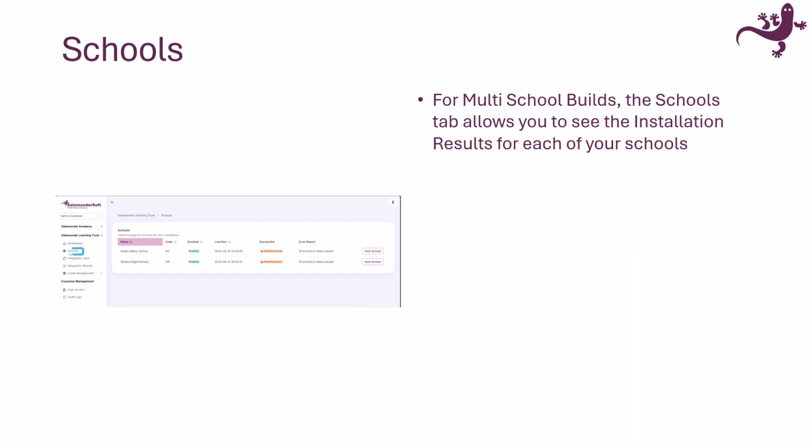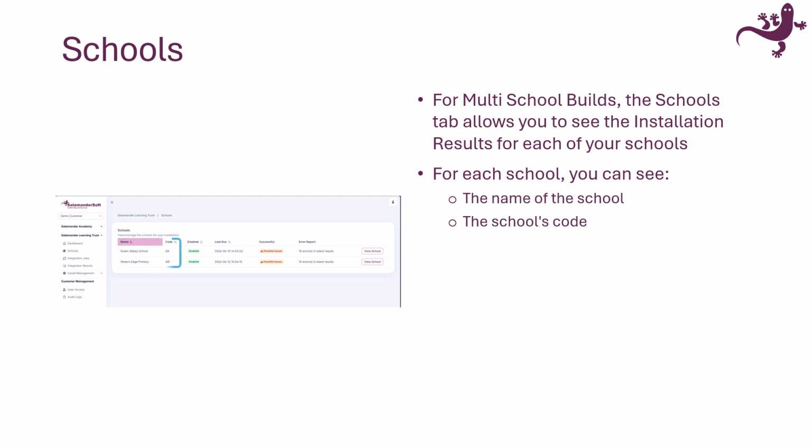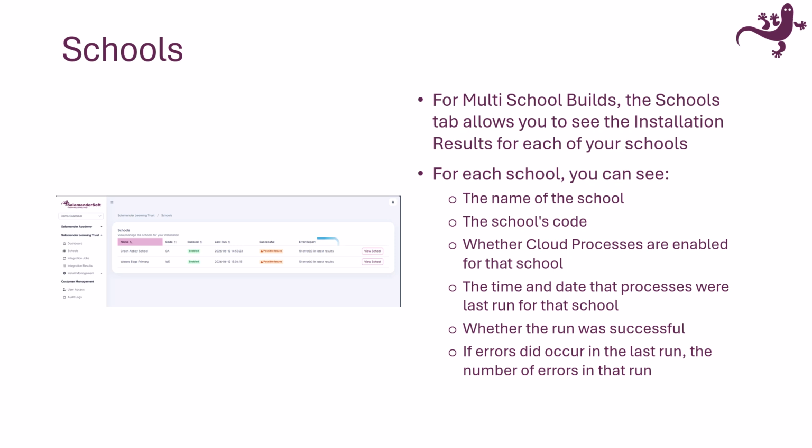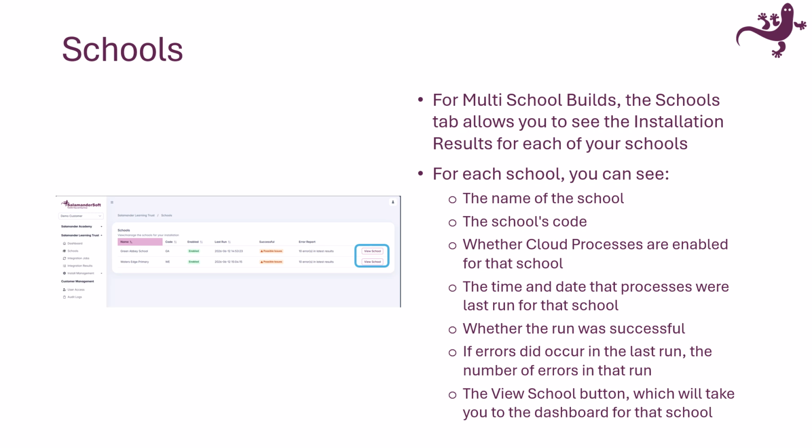For multi-school builds, the Schools tab allows you to see the installation results for each of your schools. For each school, you can see the name of the school's code, whether cloud processes are enabled for that school, the time and date that processes were last run for that school, whether the run was successful, if errors did occur in the last run, the number of errors in that run, and the View School button, which will take you to the dashboard for that school.